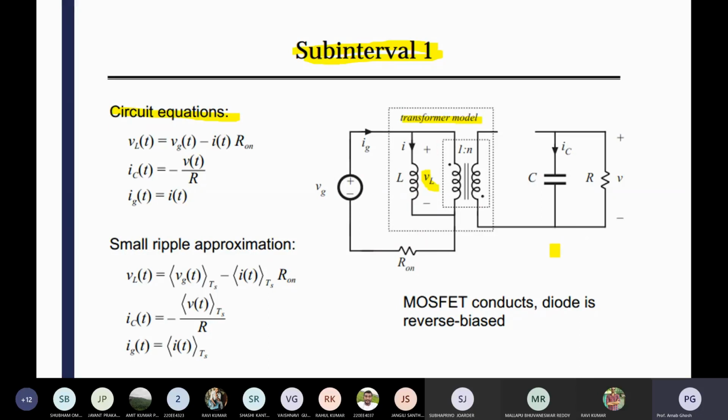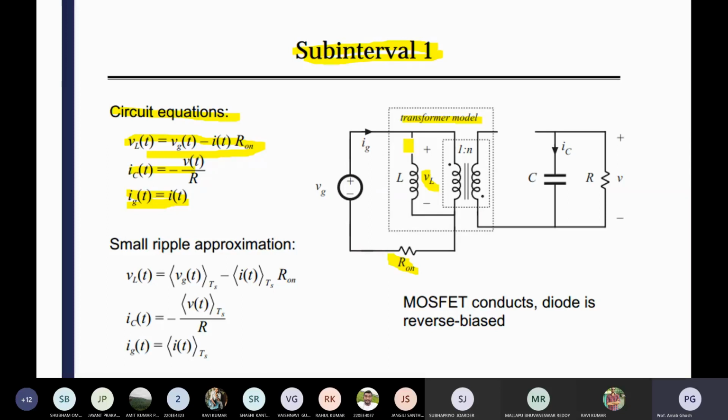Here you can observe that VL equals VG minus iT times R1. The total voltage is VG minus the drop through this MOSFET path, that is iT into R1. Simple thing. What is iC? That is the discharging current from the capacitor. So by KVL, iC equals minus v by R. Simple equations. And iG is your input current. So input current iG equals iT in the first case, and in the second case iG equals 0. Here you can see that in the second interval iG equals 0.